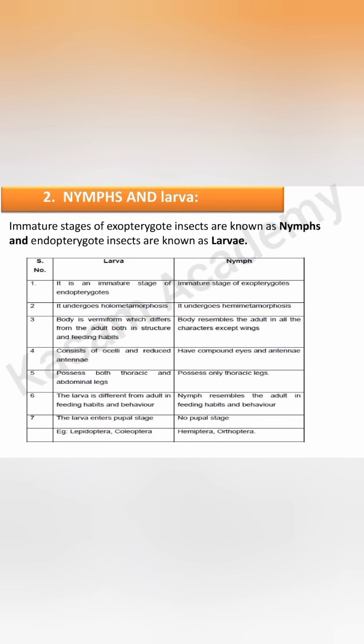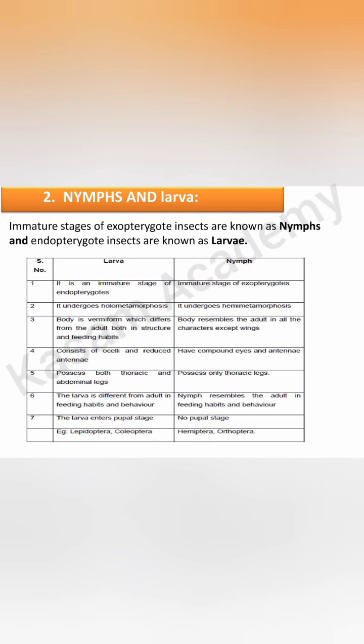Next type of immature stage is nymph and larva, and generally we have to know the difference between the nymph and the larva. Larva we generally see in case of endopterygote insects which undergo holometamorphosis. That means 4 life stages are present in the insect life cycle. And nymph we see in case of exopterygote insects which undergo hemimetamorphosis. That means we see only 3 different types of life stages.